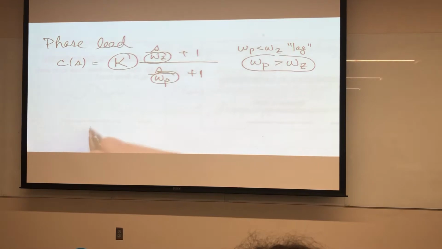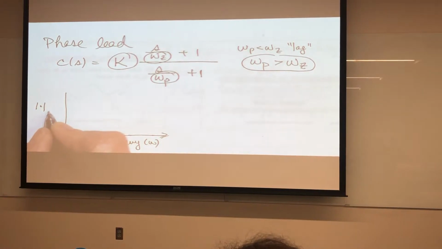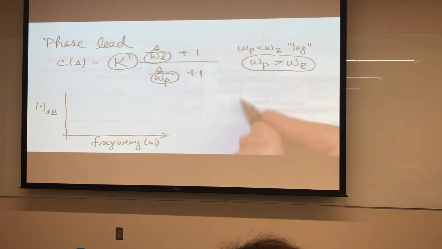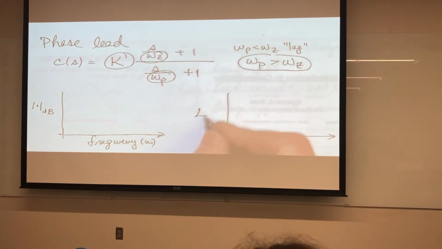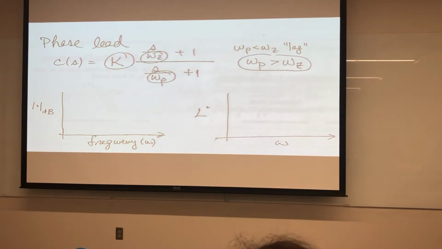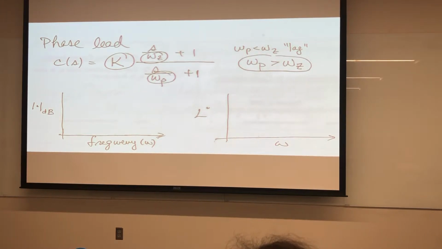I'm going to sketch the magnitude response on the Bode diagram. So this is the frequency, omega. And over here we're going to sketch the magnitude. The units are in dB. And over here, we're going to sketch the phase. So this will be the angle of the compensator in degrees. Again, this is in frequency omega. So we have a 0 and a pole. So omega z is here, and omega p is here. So the pole is at a higher frequency than the 0.